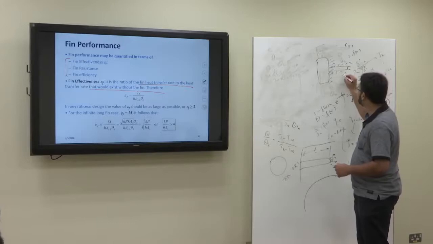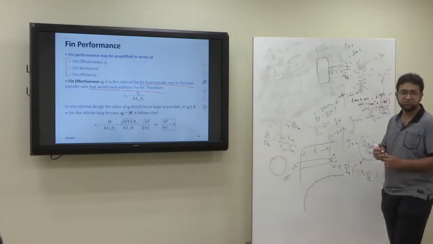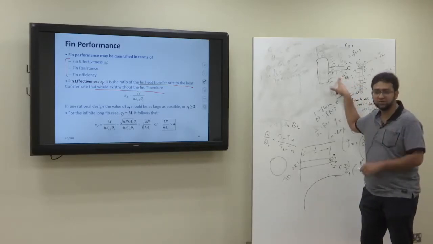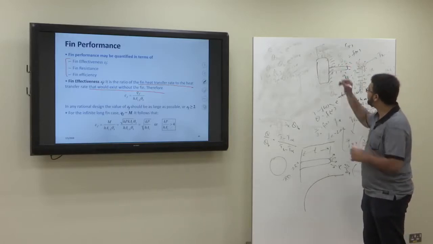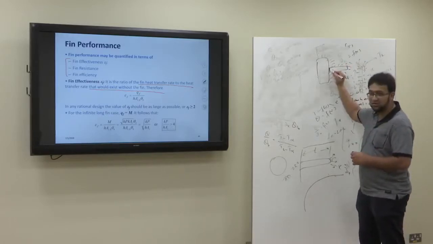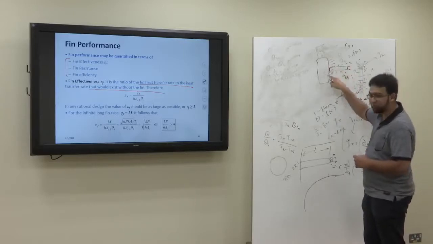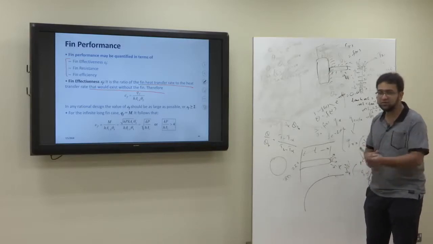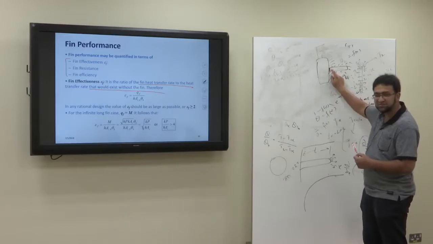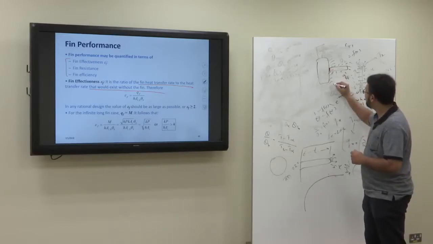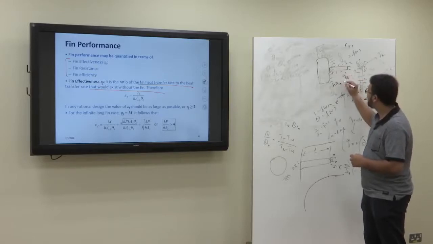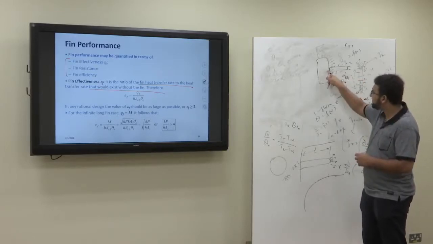transfer, suppose the heat transfer from the fin is QF. Suppose the heat transfer from the fin is QF. So that is QF divided by the heat transfer if the fin was not there. Suppose if the fin was not there, then the heat transfer would only be from this surface. Because of the fin, heat transfer is from the complete surface area of the fin. But if the fin was not there, then the heat transfer would only be from the base surface. So it will be h times the cross-section area of the base only, multiplied by theta B, temperature of base minus T infinity.